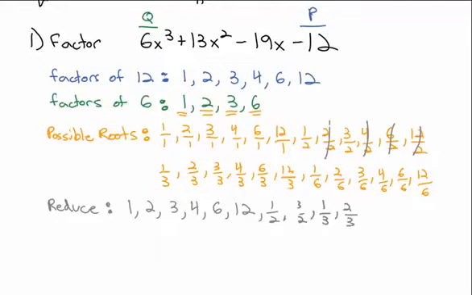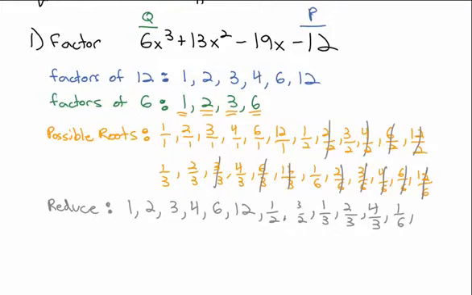2/3, that's a new one. 3/3, that reduces to 1, we have that. 4/3, 6/3 reduces to 2, we have that. 12/3 reduces to 4, we have that. Then there's 1/6, 2/6, which reduces to 1/3, we have that. 3/6 reduces to 1/2, we have that. 4/6 reduces to 2/3, we have that. 6/6 reduces to 1, and 12/6 reduces to 2. So we'll cross that one out also.